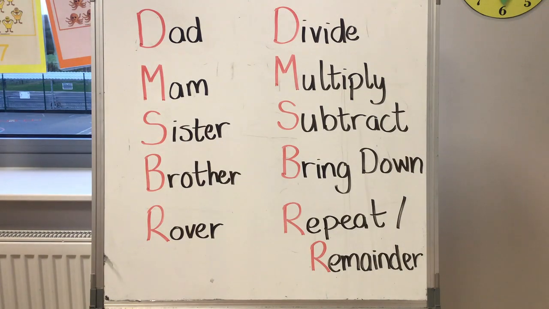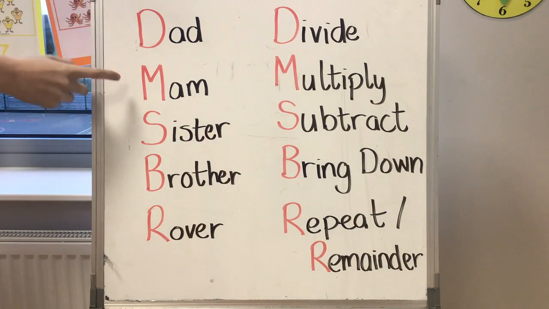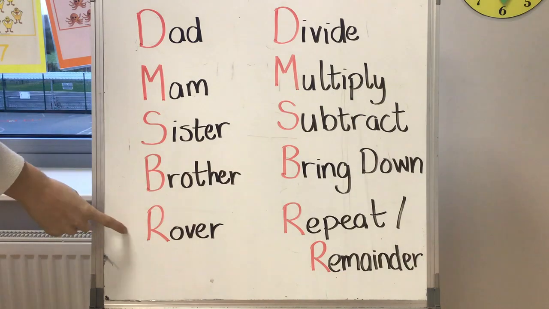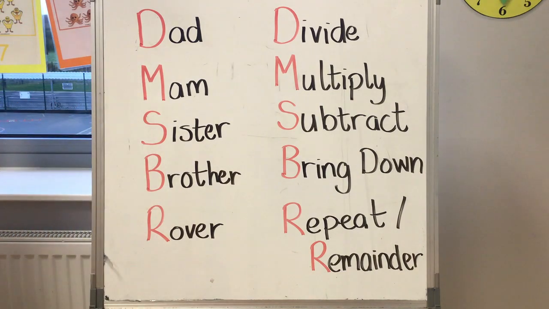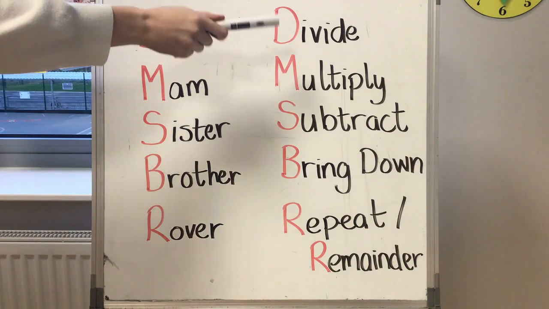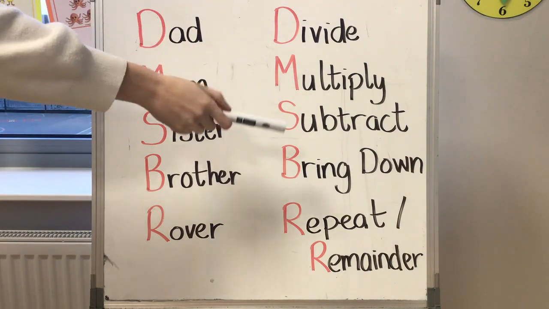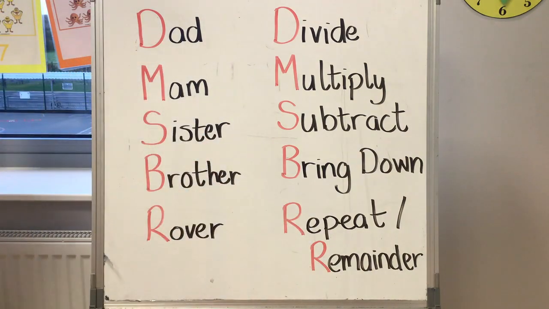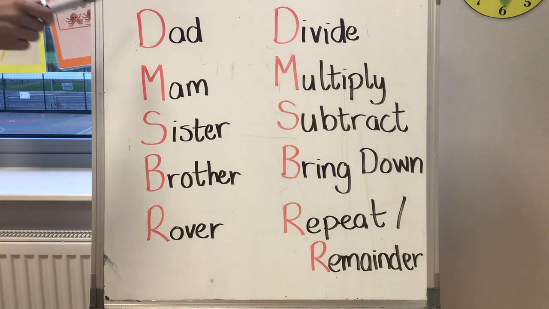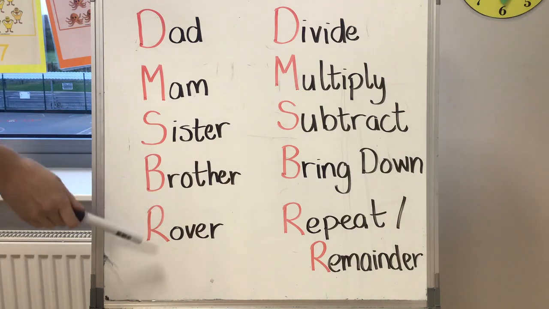Now let's look at long division. To do long division, we use the long division family. That is dad, mom, sister, brother, rover. DMSBR, which also means divide, multiply, subtract, bring down, repeat, or remainder. So this is something that we would encourage the children to use alongside their long division.